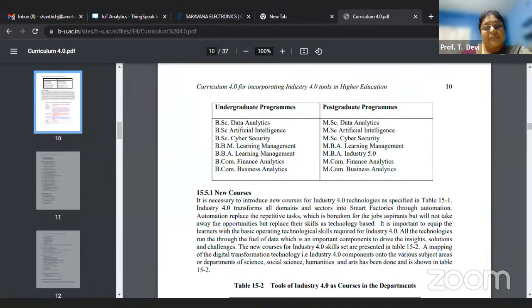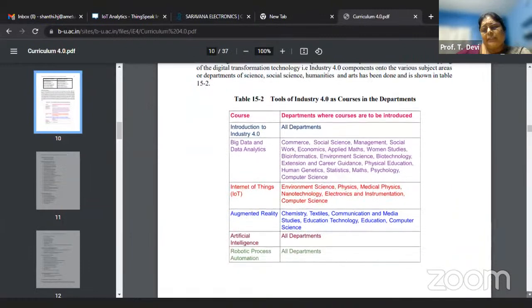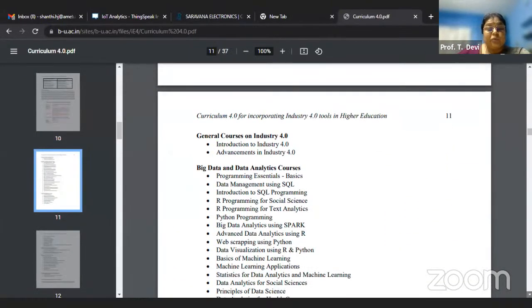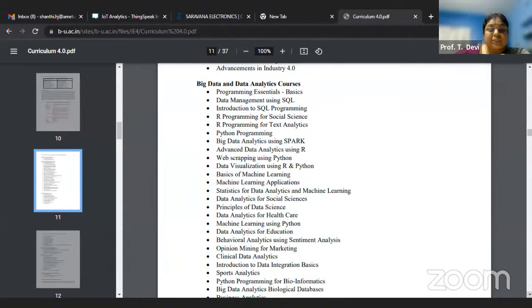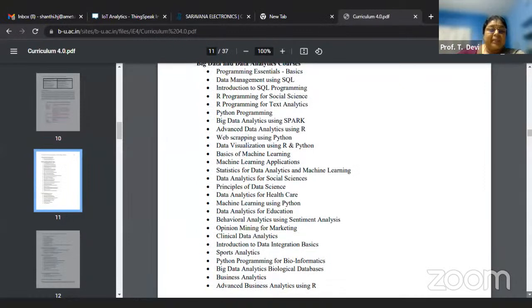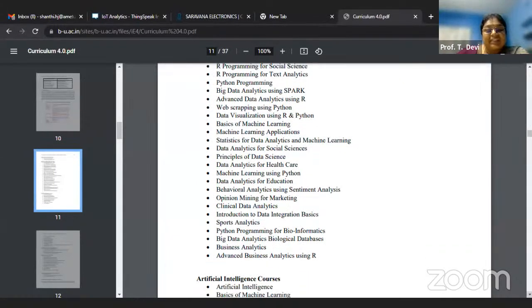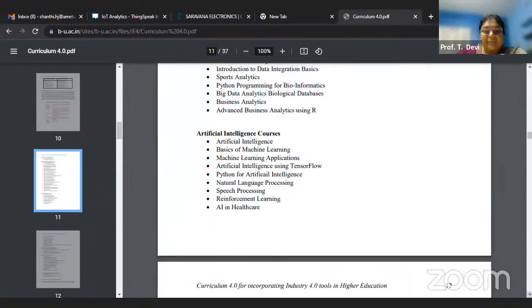Come to a page where there is a syllabus. I gave you only a few examples of the courses, but here there are n number of courses listed. Each one is a subject: data analytics for social science, opinion mining for marketing, clinical data analysis, sports analytics under big data analytics. So this lists various courses that can be introduced. Come to the next, a long syllabus should appear.